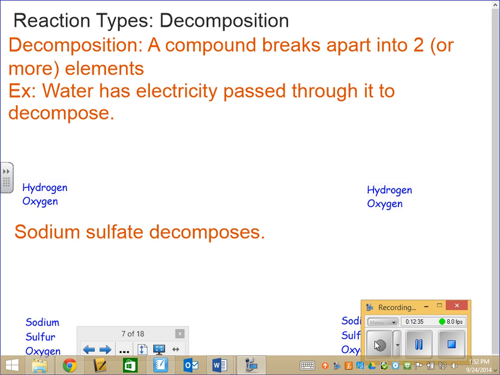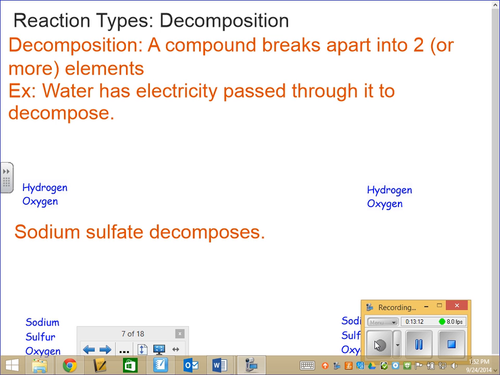All right. So the description of decomposition is that a compound breaks apart into 2, or like we saw before, sometimes more, elements. And the first example says that water has electricity passed through it to decompose. Now, electricity isn't a substance, it's energy. And so we won't write electricity. The same thing would be true for heat or anything like that. They're not actual substances.